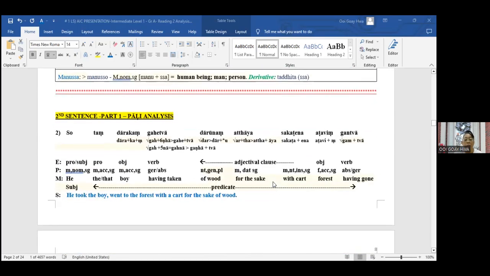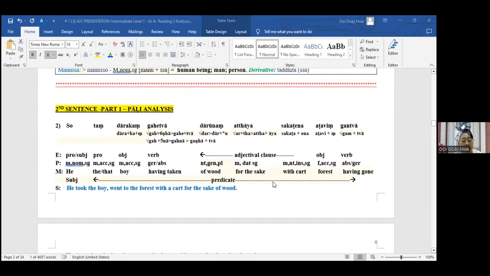So sorry. It's a verb, gerund or absolutive, having taken. Darunam is dar plus u, neuter noun, genitive plural, of wood. Atthaya is atar, the rt becomes attha, atar plus aya, masculine dative singular, for the sake. Sakatena, sakata plus ena, masculine or neuter, instrumental singular, with a cart. Atavim is an object, feminine accusative singular, forest. Gantva is gam plus tva, verb absolutive or gerund, having gone. The sentence is: he took the boy and went to the forest with a cart for the sake of wood.